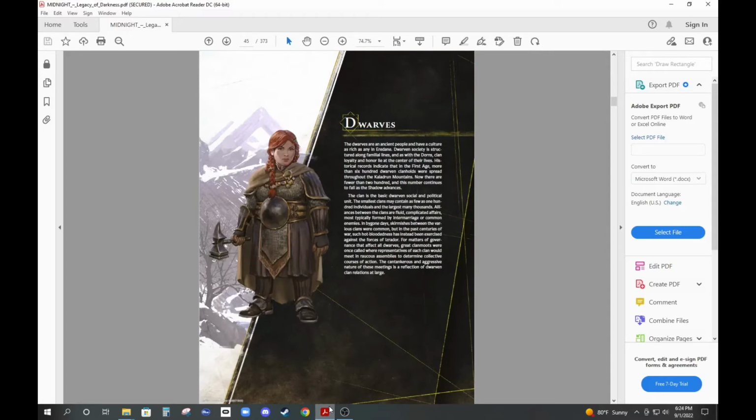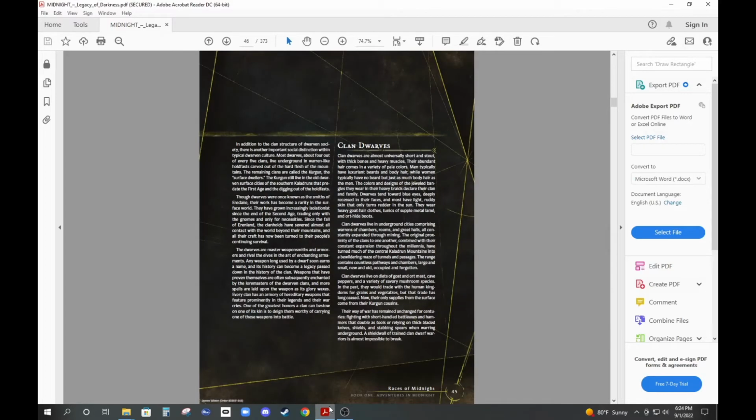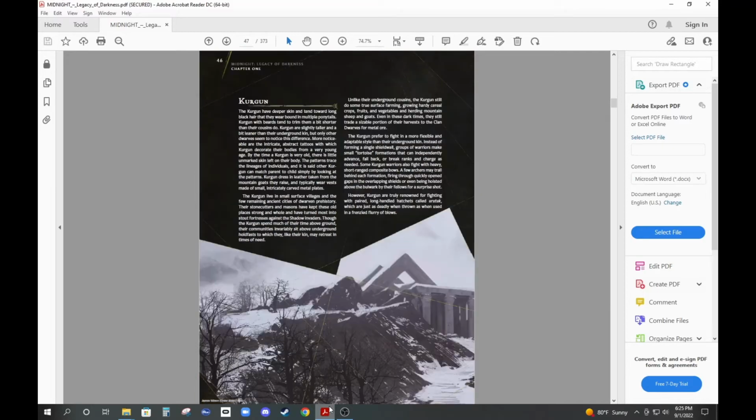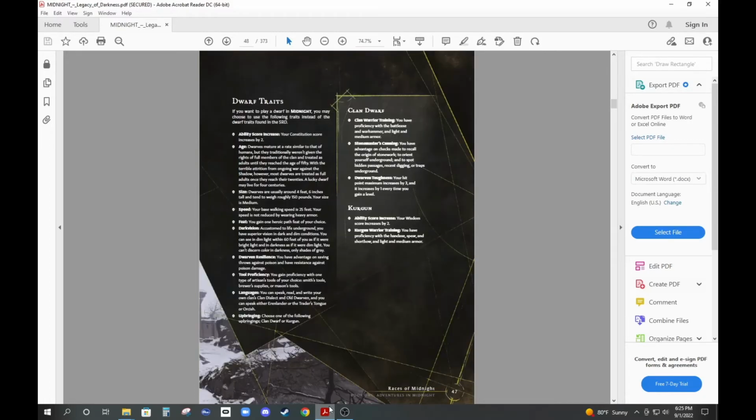When it comes to the dwarves, you have a couple of options. You can choose to play as one of the clan dwarves. These would be the dwarves that still live in their halls, who are putting up a fight down under the mountains. Or you can choose to be one of the Kurgan, which would be one of the dwarves who live on the surface, still in some of their small villages there. Choosing between those two will also give you some extra information for your character, different ability score increases and stuff like that.